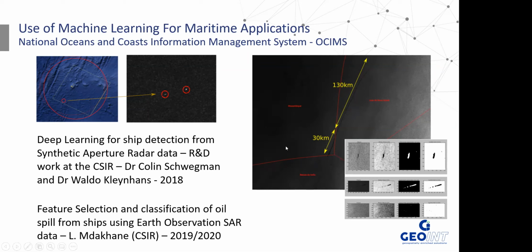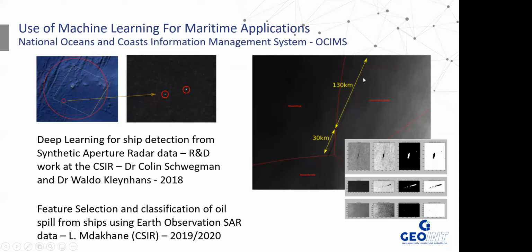So what was being done here was using, again, some machine learning algorithms around feature selection and classification of oil spill, essentially being able to discriminate between the sea surface and these oily bilge dumps that would be floating on the surface. And yeah, this was work again done by the CSIR, Dr. Dukani, 2019 and 2020.